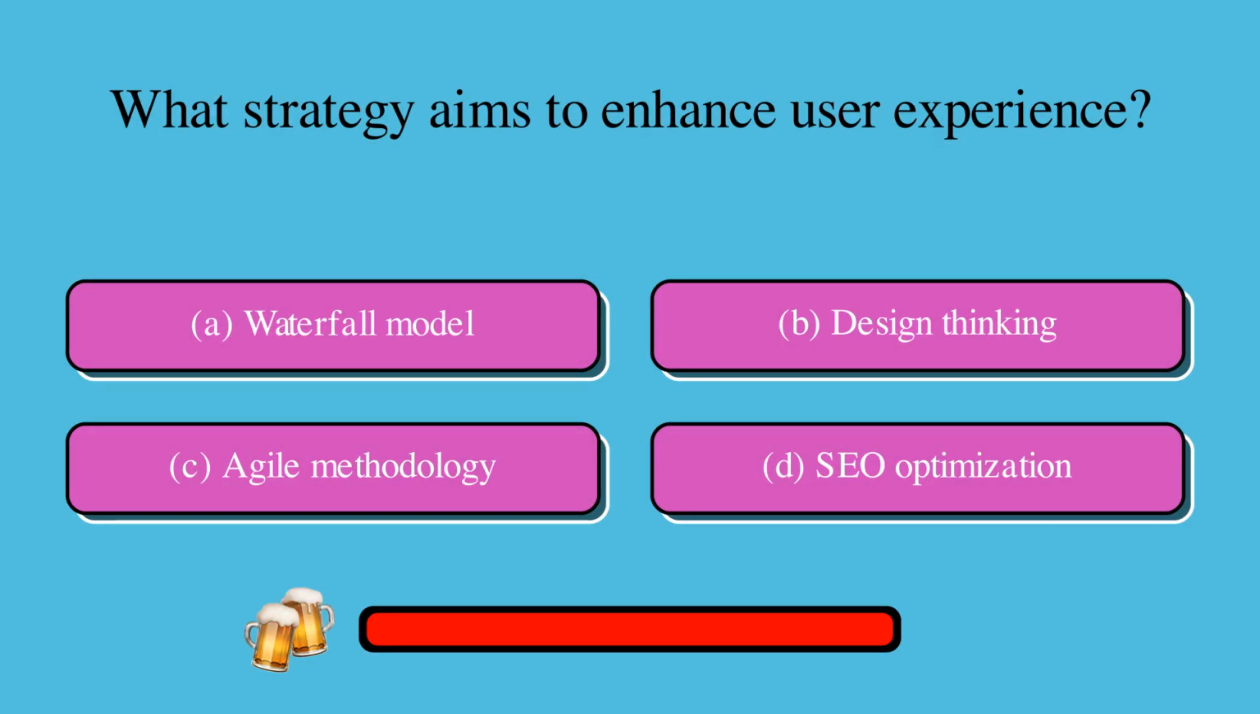What strategy aims to enhance user experience? Is it A, waterfall model, B, design thinking, C, agile methodology, or D, SEO optimization? The correct answer is B, design thinking.